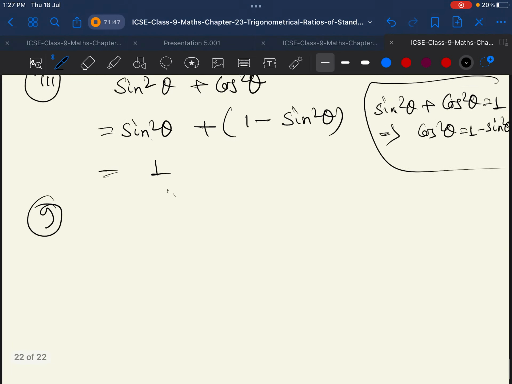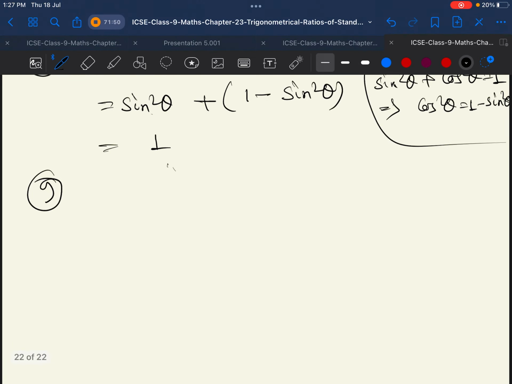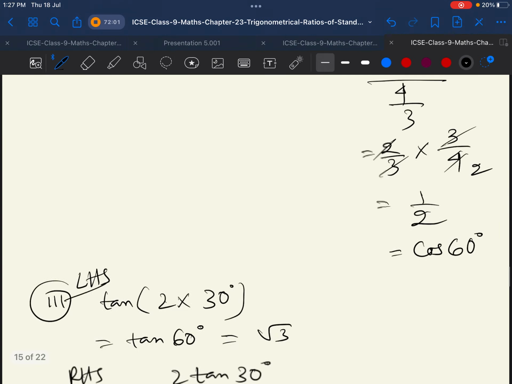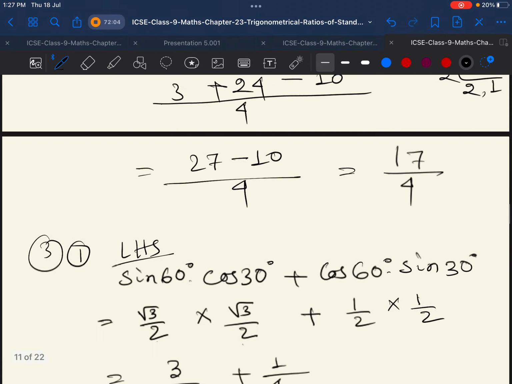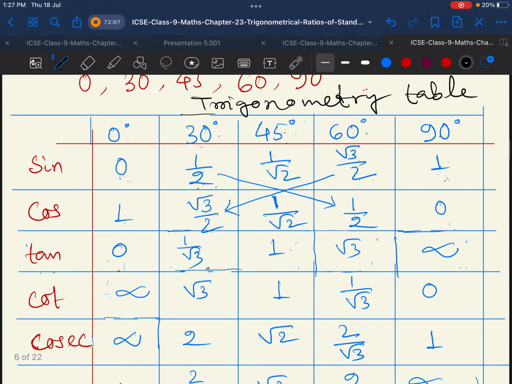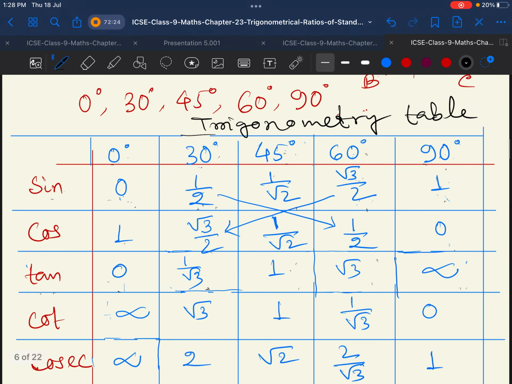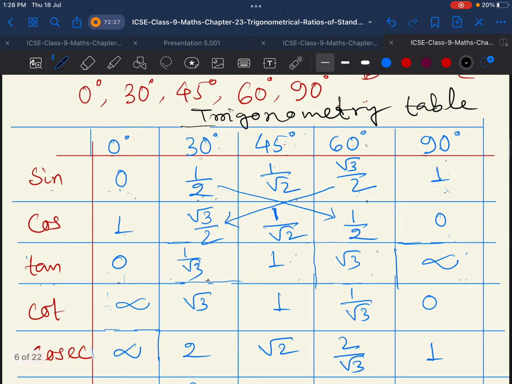Now question number 9: state for any acute angle theta whether sin theta increases or decreases as theta increases. Here we see in the table, when the angle increases, sin always increases. The angle increases from 0 to 90, then the value of sin also increases: 0, 1 by 2, 1 by root 2, root 3 by 2, then 1. So sin theta increases.